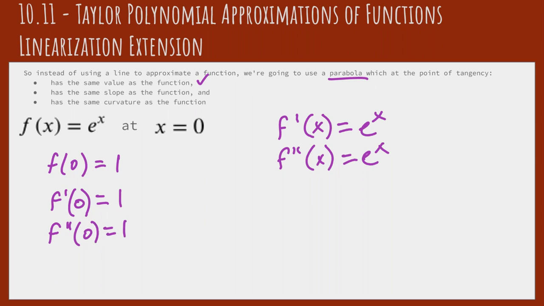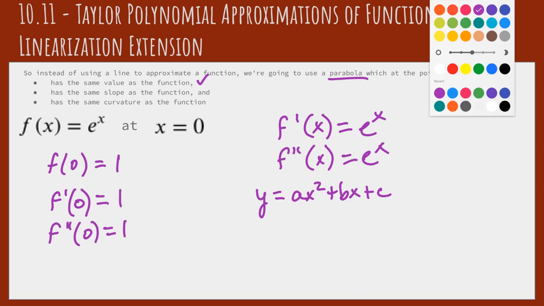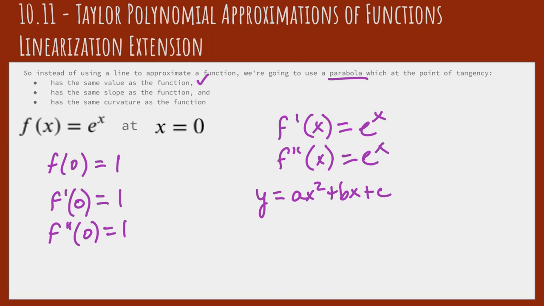So I'm going to just write a general form of a parabola, which is y equals ax squared plus bx plus c. And this equation right here is what I'm going to use to approximate our e to the x function. So I just need to figure out what a, b, and c need to be so that it matches up with these here. I'm going to start with f of 0 equals 1.